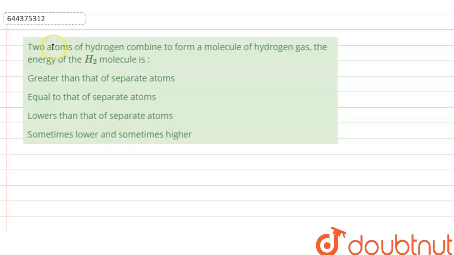Hello everyone, let us solve this question. The question says that two atoms of hydrogen combine to form a molecule of hydrogen gas. The energy of the H2 molecule is option A, greater than that of separate atoms, option B, equal to that of separate atoms, option C, lower than that of separate atoms, and option D, sometimes lower and sometimes higher.